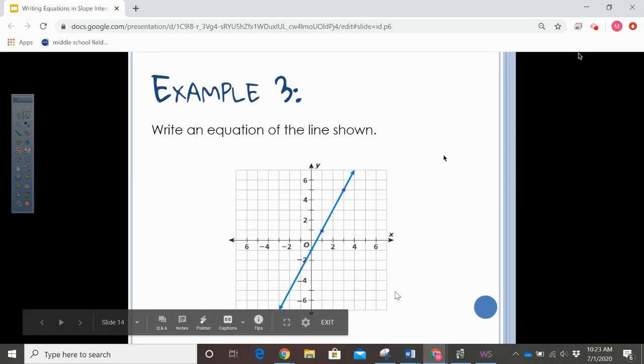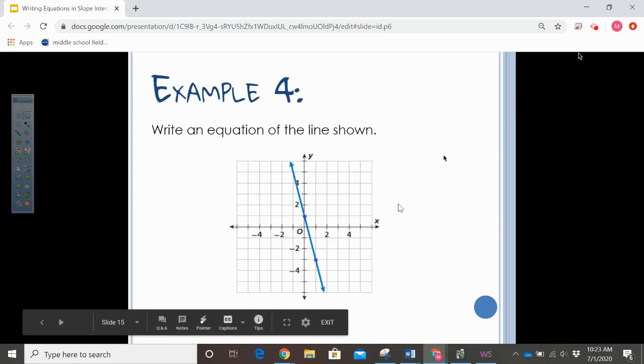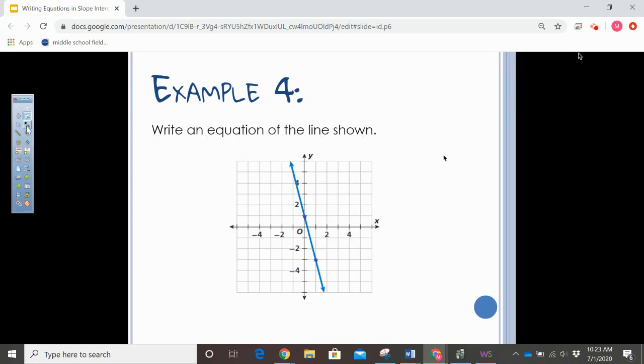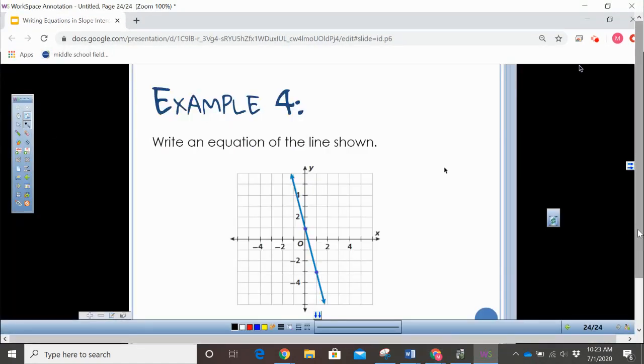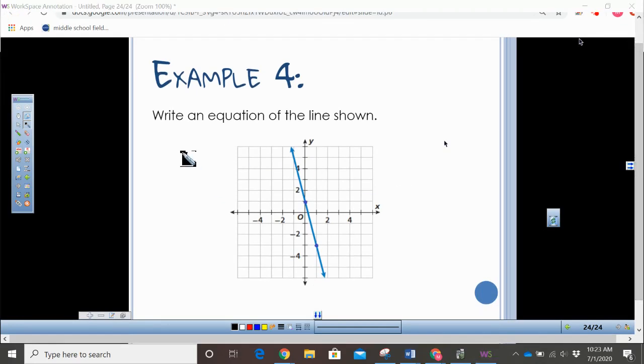Let's look at another example. Example 4 says, write the equation of the line shown. Once again, the first thing I would like to do is identify my y-intercept. So here's my y. I go down my axis until I hit my graph line, and that is going to be my y-intercept. In this case, my y-intercept is going to equal a positive 1.